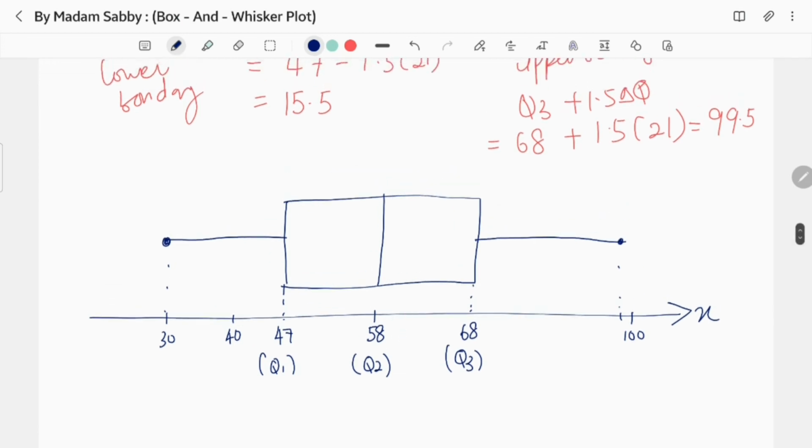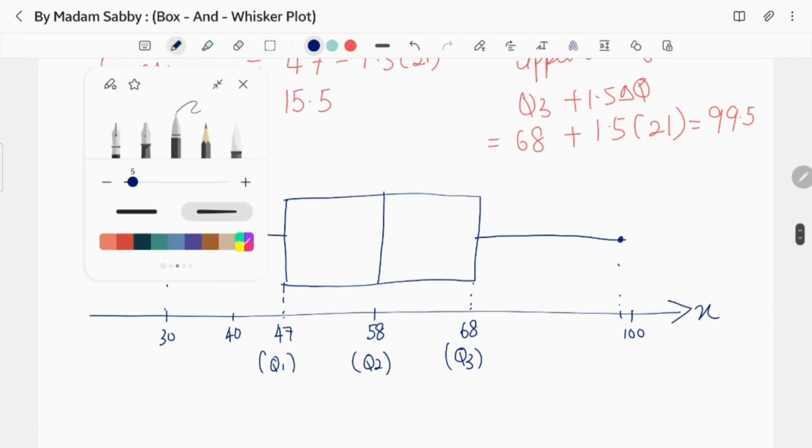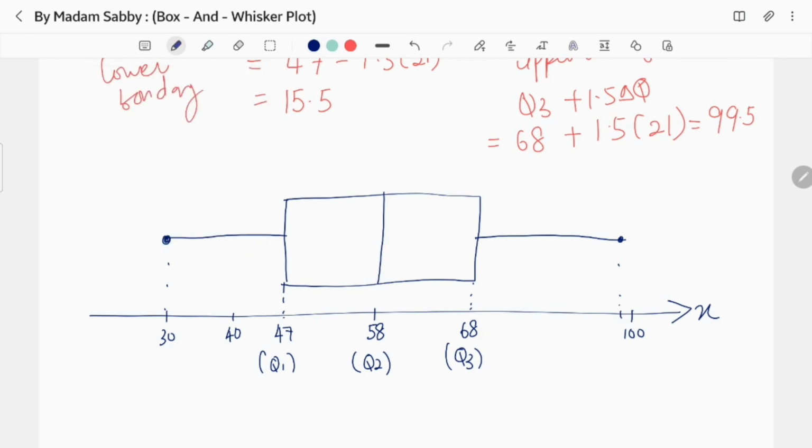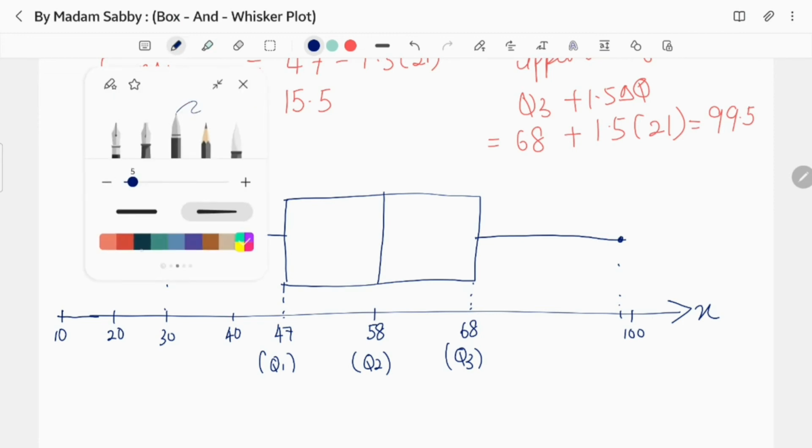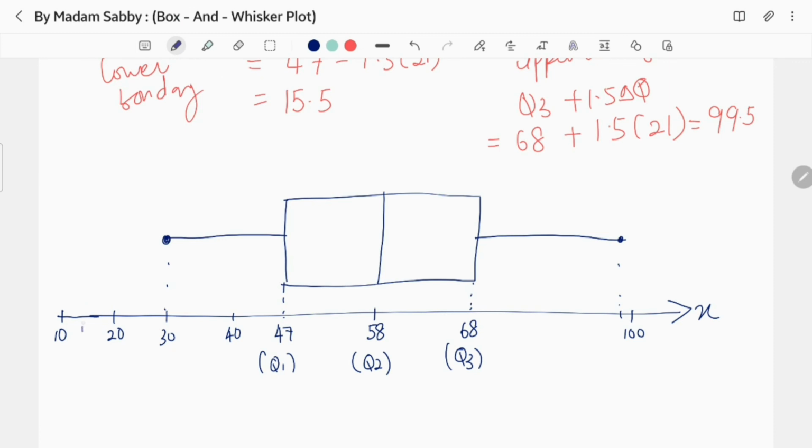Then we can add on the lower boundary and the upper boundary that we found just now. Lower boundary is at 15.5. So let's say we have continued here, 20, and this is 10. Your lower boundary is at 15.5, so it should be here. So this is your lower boundary, equals to 15.5, and your upper boundary is at 99.5, which is bigger than the highest data that you have. So this is your upper boundary, equals to 99.5.